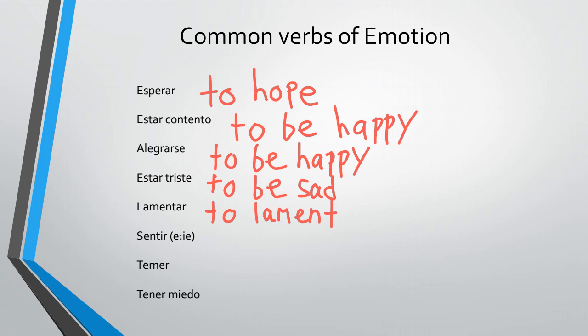Sentir. Keep in mind this is an E to IE stem changer. You will want to remember that. This could get translated as to feel sorry for. So like to be sorry. You'll see a lot of these kind of end up meaning the same thing. Temer is the verb to fear.